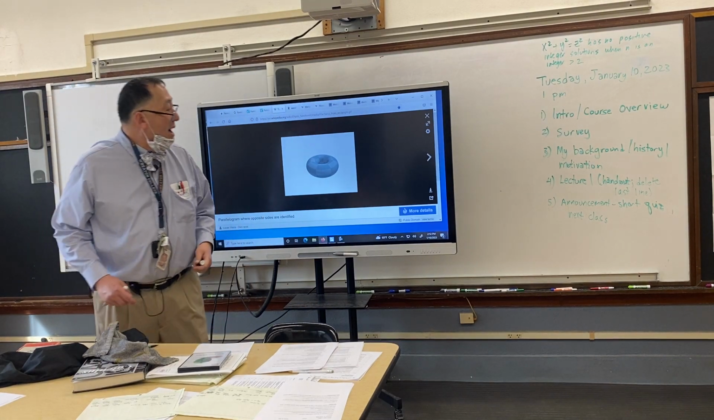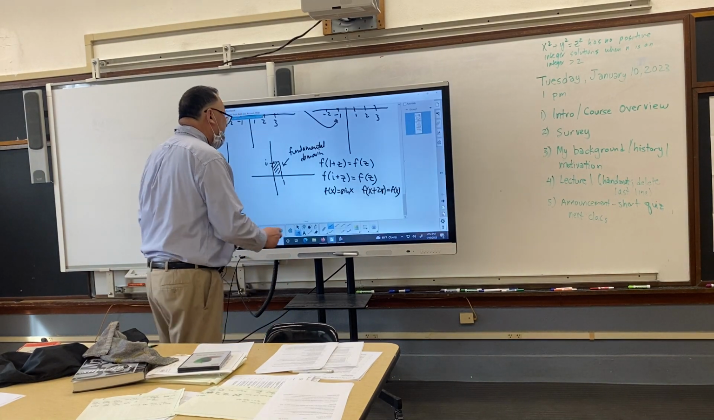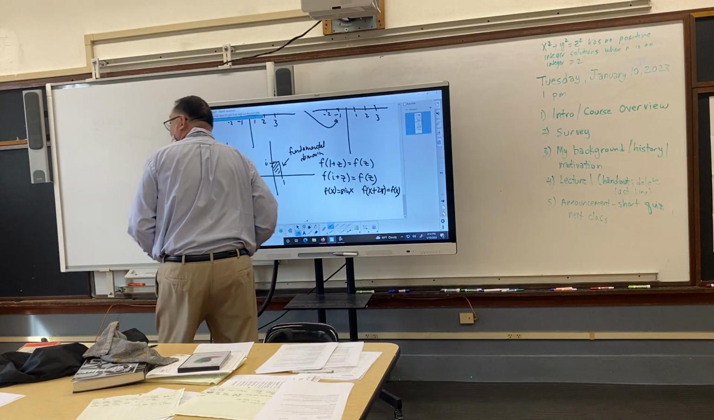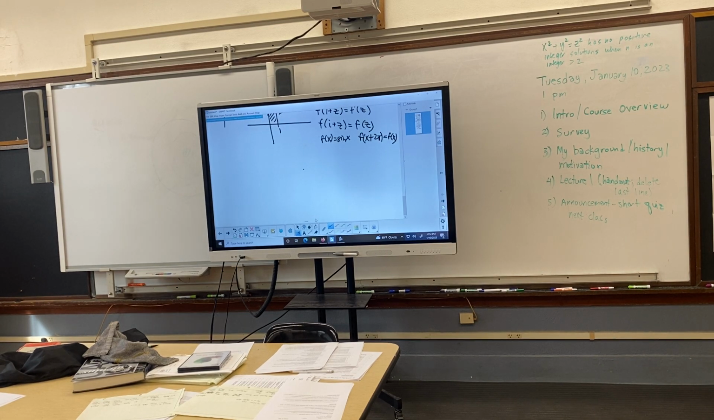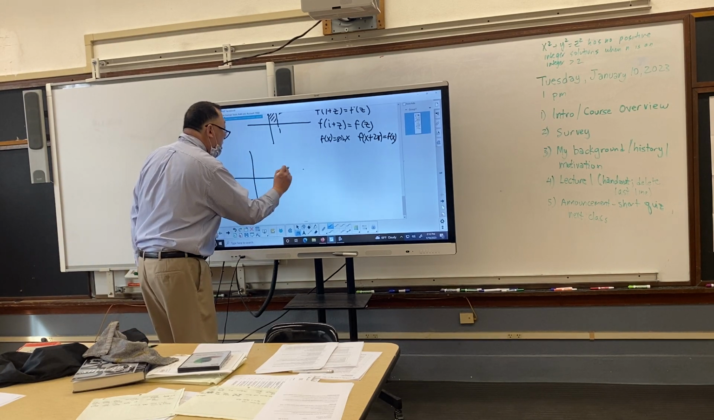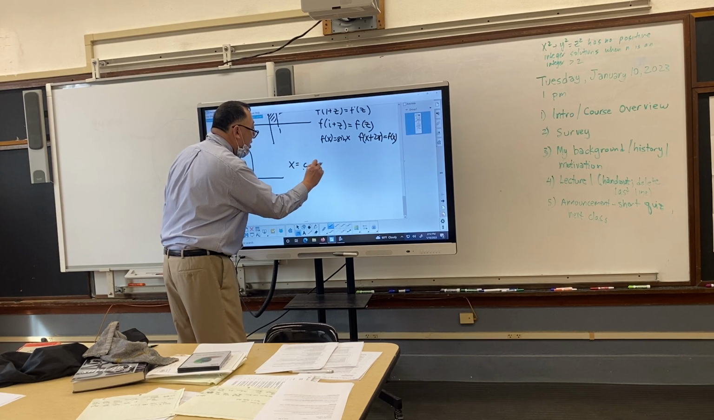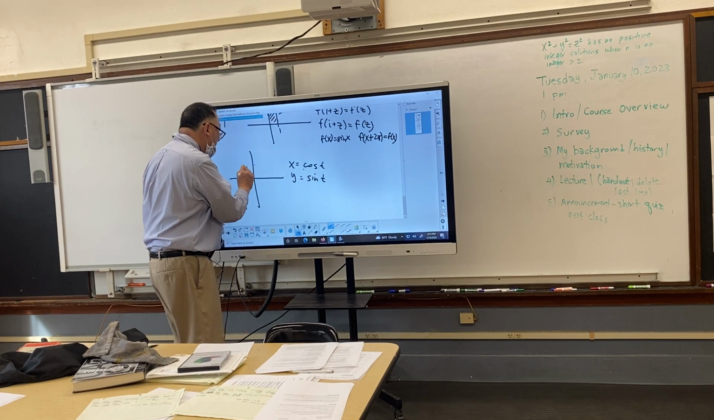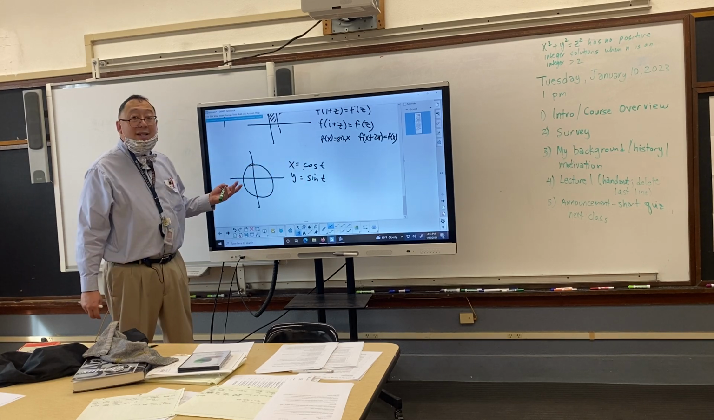On a circle, I could write x is equal to cosine t, y is equal to sine t, and then that parameterizes a circle. If I grab all x and y, where I let t vary, it parameterizes a circle.